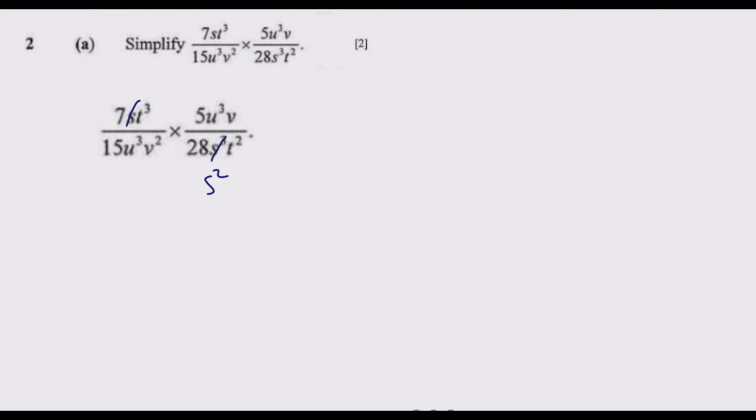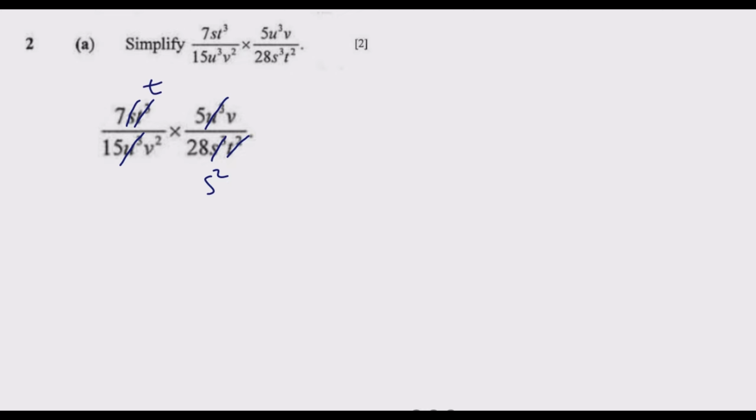Then we come to u. We have u to the power 3 and u to the power 3, so it's 3 minus 3, which is 0. Anything raised to the power 0 is 1. So the u and the u cubed cancel each other. Then we come to t. So t to the power 3, then we have a t squared here. So t squared into t squared is t, then t squared into t to the power 3 is basically t to the power 1.